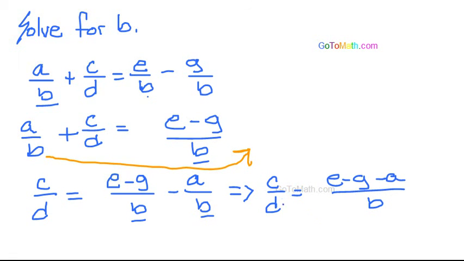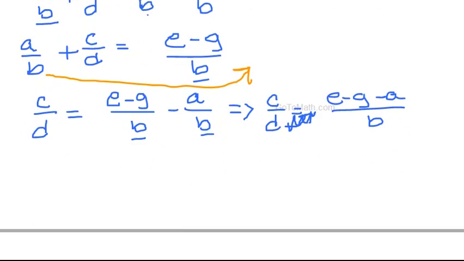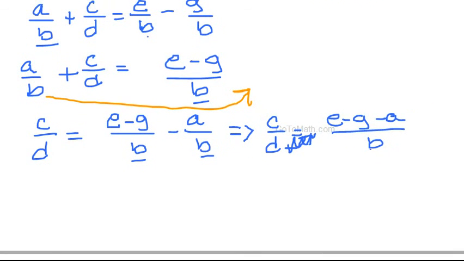Okay, and then we can just take this D diagonally and bring it up to the top. Well, what am I doing? Never mind. Forgot what I was doing. We're not solving for C, we're solving for B. We are solving for B.